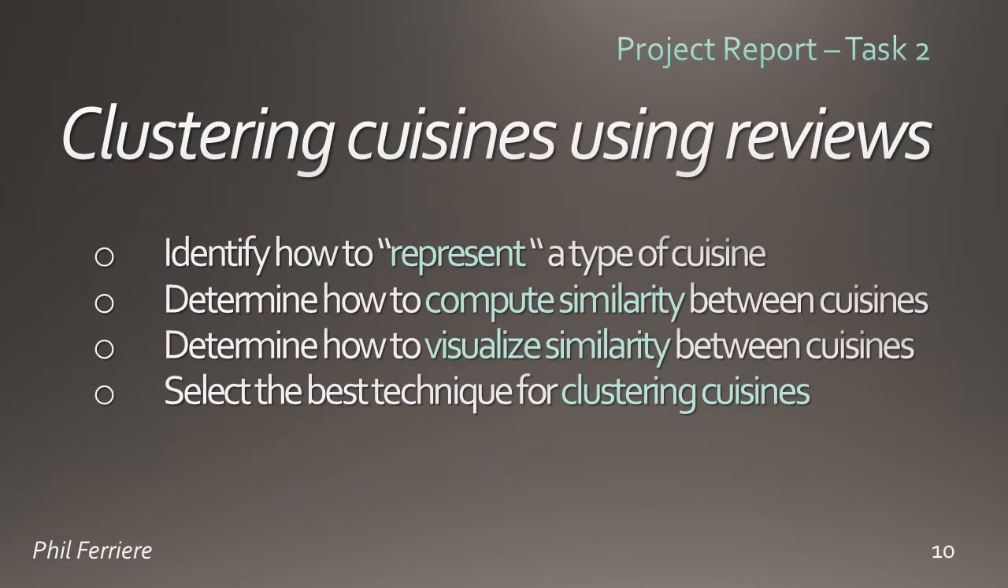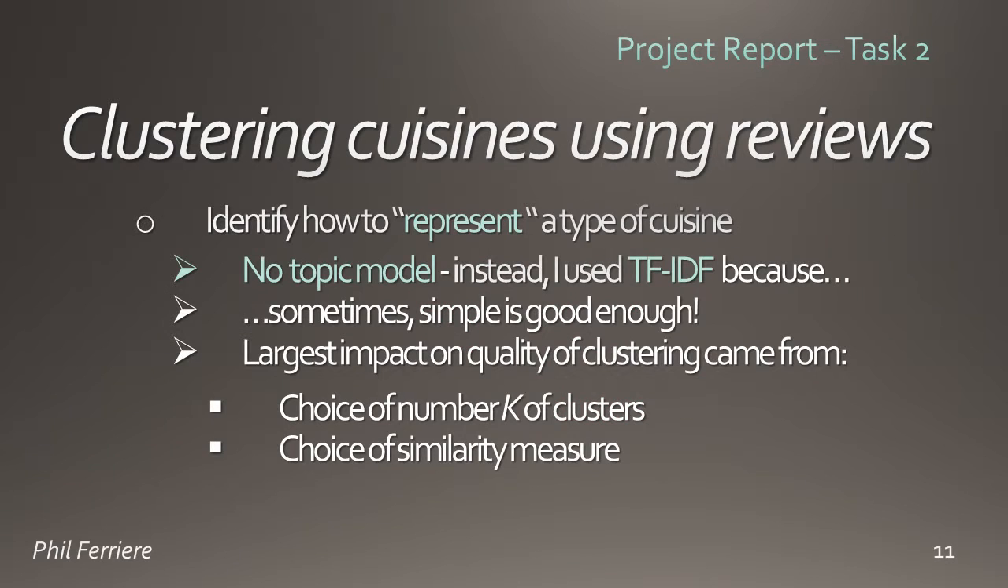The objectives of the second assignment were to identify the best way to represent a type of cuisine using review text data, find the best way to compute and visualize similarities between two cuisines, and finally, select the best technique for clustering cuisines. For task 2, I did not build a topic model. Instead, I used term frequencies with TF-IDF weighting.